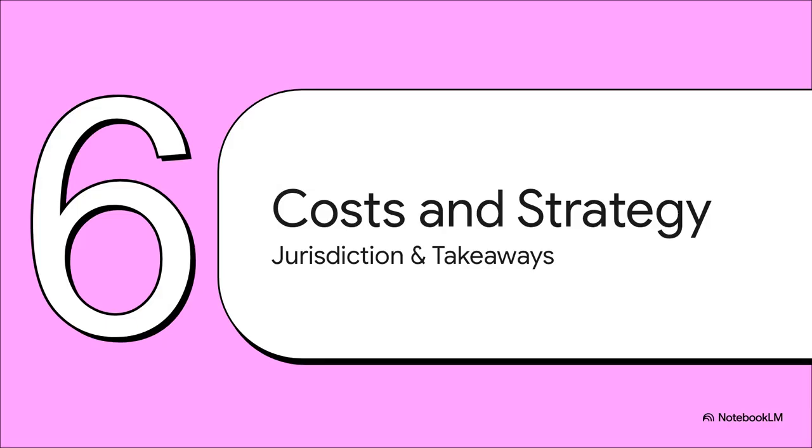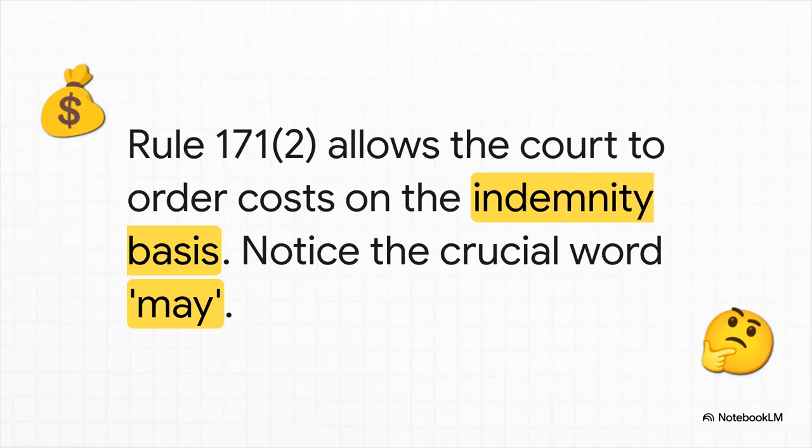Okay, let's wrap this up with our final section: costs, jurisdiction, and strategy. We're going to pull everything together and look at 3 really critical strategic points to keep in your back pocket. Remember we talked about that serious weapon in Rule 171, Subrule 2? The power to order indemnity costs? It's a fantastic deterrent to stop people from filing shoddy pleadings.